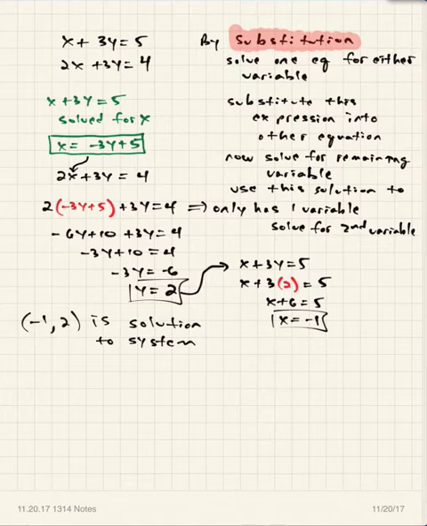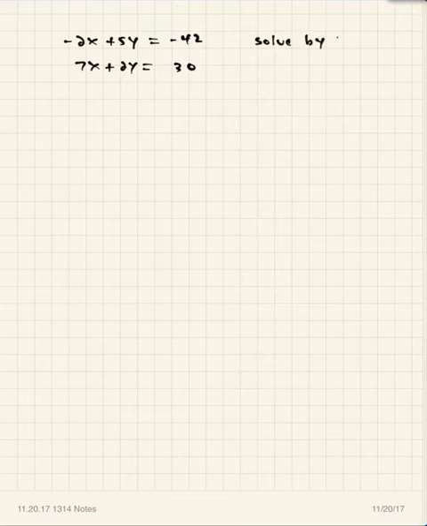Now the next method that I want to review here, so let's look at a different system. So let's say I have this system right here: negative 2x plus 5y equals negative 42, and 7x plus 2y equals 30. And this time we want to solve by what we call the elimination method. Sometimes you'll see this referred to as the addition method. So we've solved by substitution, and now we want to solve by elimination.